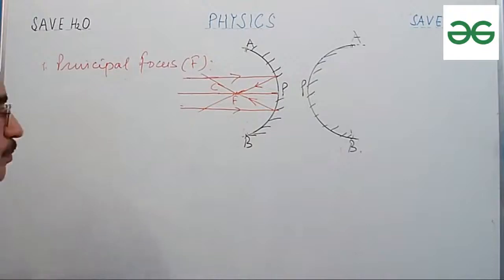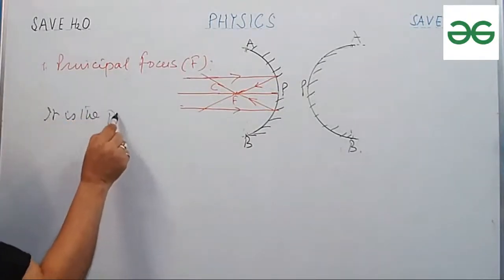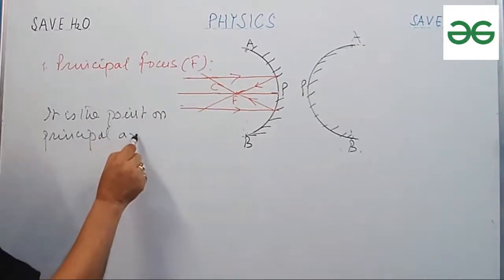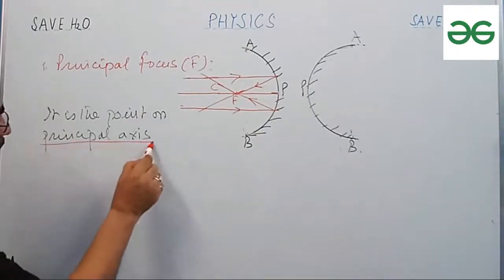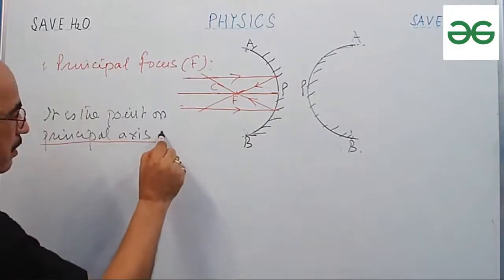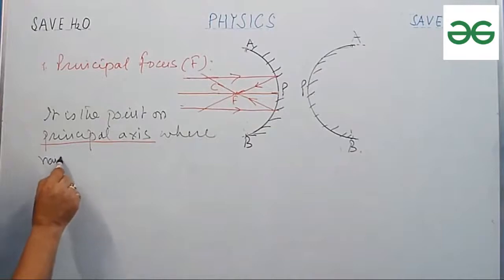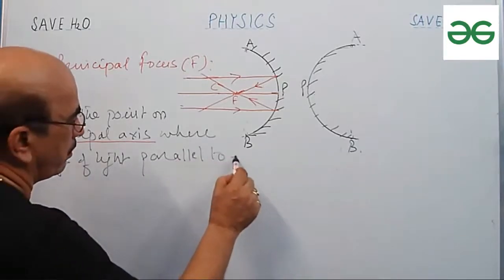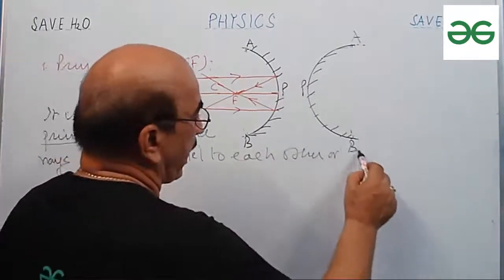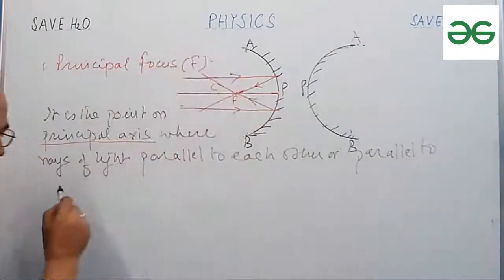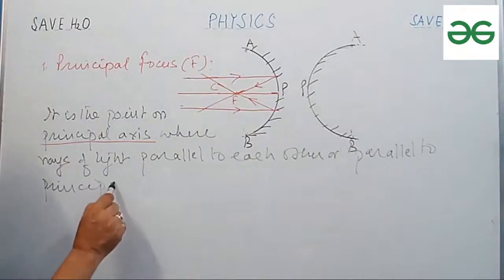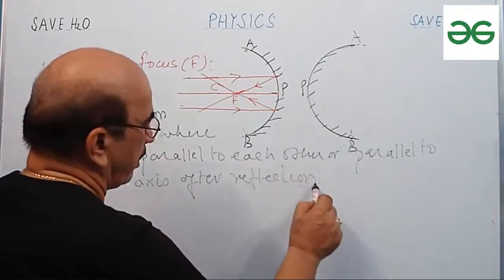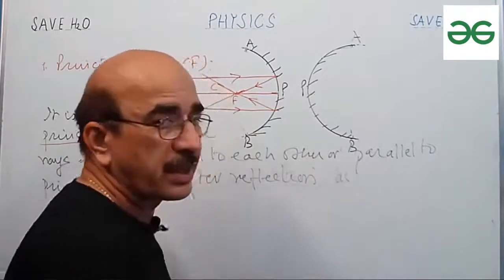So now its definition, write down. It is the point on principal axis. Principal axis. So here I am underlining this, so that you remember it. It is the point on principal axis where rays of light parallel to each other or parallel to principal axis after reflection, what will they do? Actually meet. Here I am writing two words, actually meet or appear to meet.